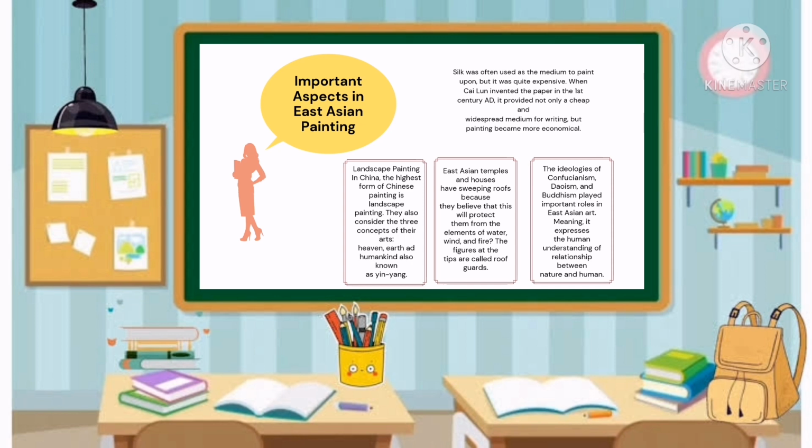The ideologies of Confucianism, Taoism, and Buddhism played important roles in East Asian art, meaning it expresses the human understanding of the relationship between nature and human.